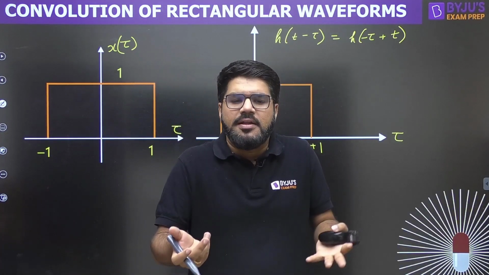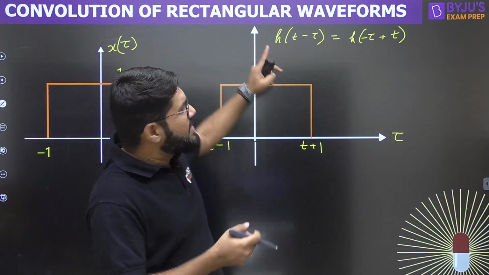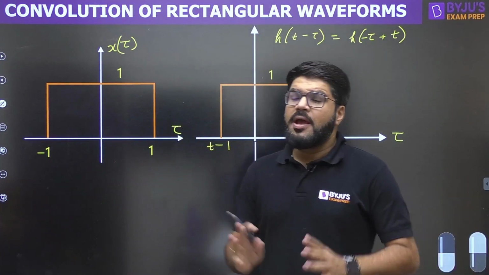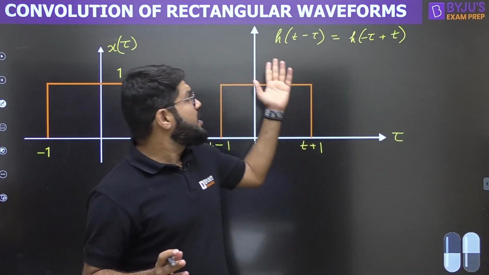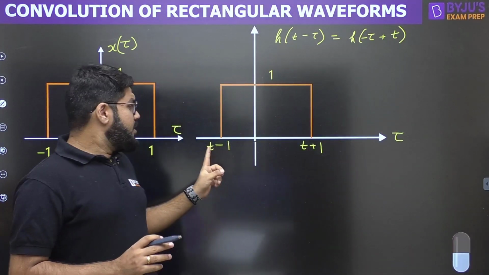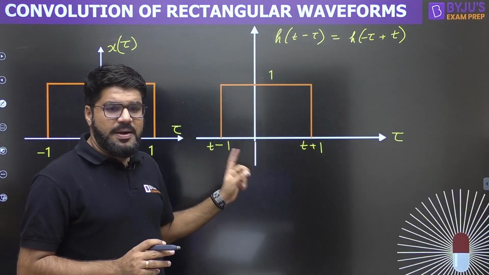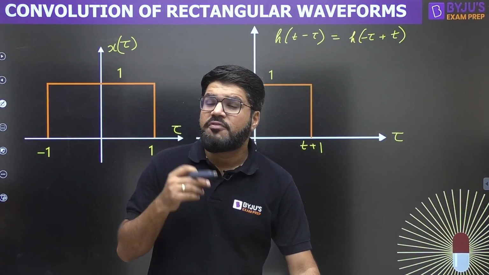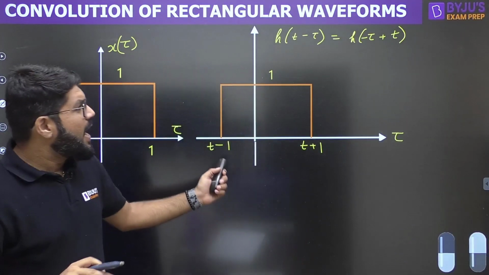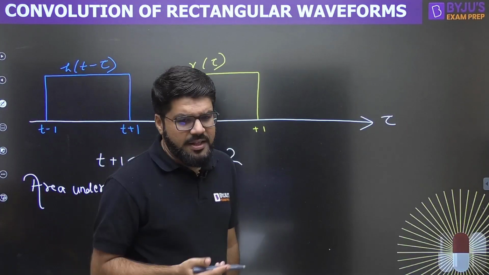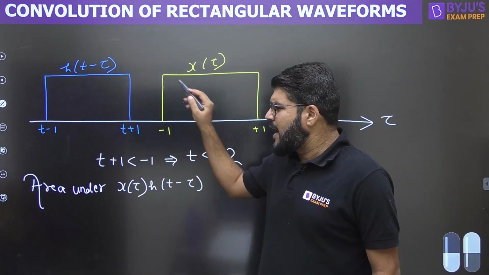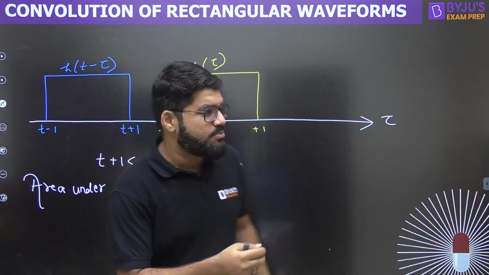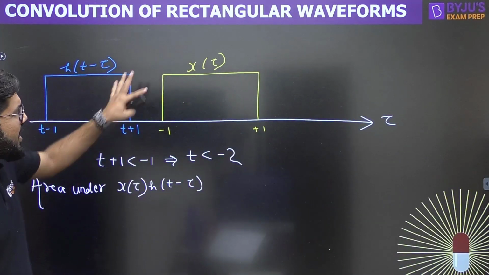Now, what is the area under the product? What is the area under x of tau h of t minus tau? Okay, so x of tau is fixed from -1 to +1. But what about h of t minus tau? The starting time and ending time depend on the value of t. So for different values of t, there will be different cases. And yes, before starting this recording, I thought let me do the basic activities for you so that we'll focus more on understanding, and my writing time will be saved. So just before recording the class, I have written this for you.